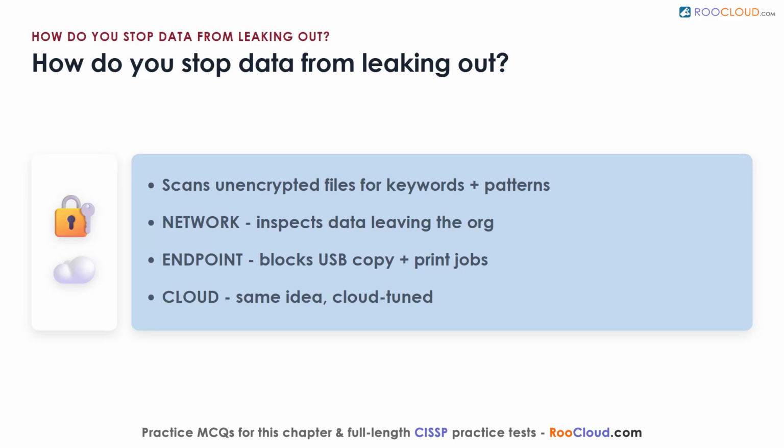There are 3 flavors worth knowing. Network prevention sits at the edge and inspects everything leaving the organization. Endpoint prevention runs on the device and can block a copy to a USB stick or a print job. Cloud prevention is the same idea tuned for cloud environments. Most tools also hunt down where sensitive data hides, so you can go lock it down.